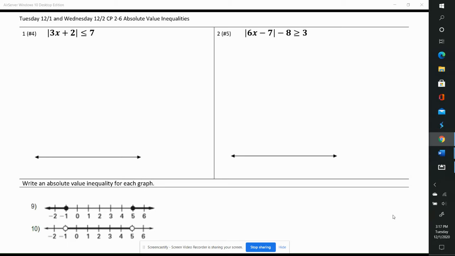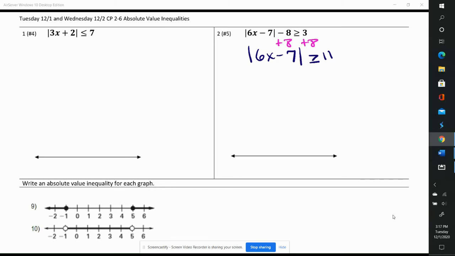So our first step when solving absolute value inequalities is we want to make sure we have the absolute value isolated. For example, number 2, which is number 5 on your homework, we're currently subtracting 8 from the absolute value, so we'd want to add 8 to both sides. So we have the absolute value of 6x minus 7 is greater than or equal to 11.